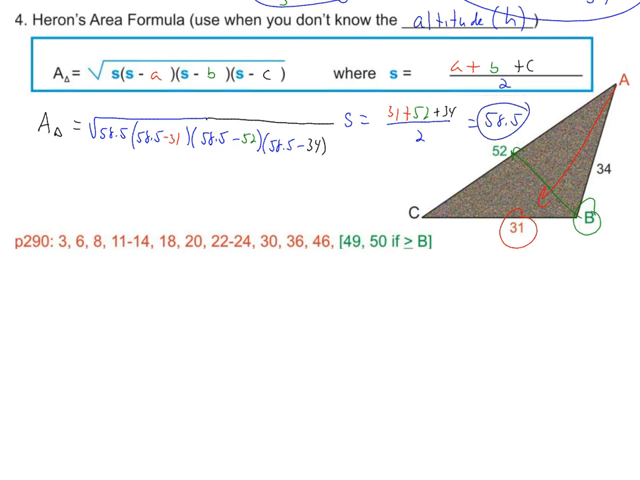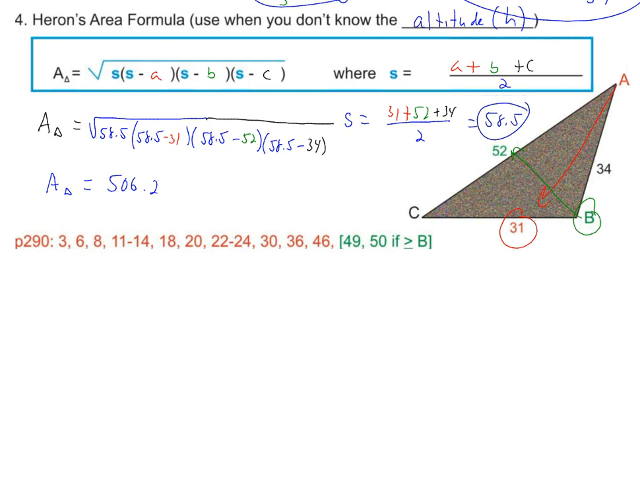So you're going to multiply all this out. You can do this in your calculator. On most calculators, you can hit the square root button first, then a bracket, and then 58.5 times parentheses, 58.5 minus 31, close parentheses, times parentheses, 58.5 minus 52, close parentheses, times parentheses, 58.5 minus 34, close parentheses, enter, and let your calculator do the work. You should punch this in to make sure you know how to punch things in correctly.